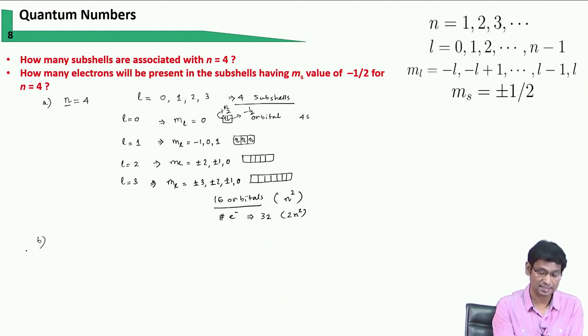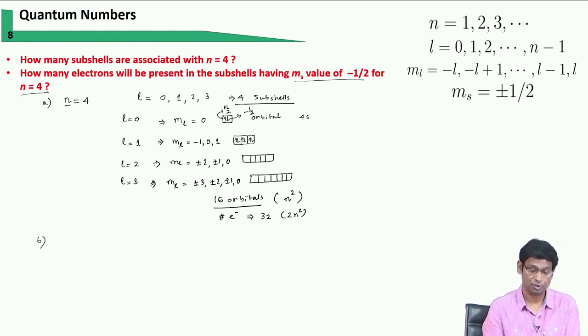This concerns the second bit of this question. The second bit of the question asks how many electrons there are in these subshells having ms value of minus half for n equals 4. So, you see that for n equals 4, we have 4 subshells, 16 orbitals and 32 electrons. Out of them, 16, or exactly half of these electrons, can have ms equals minus half, and the remaining half will have ms equals plus half.